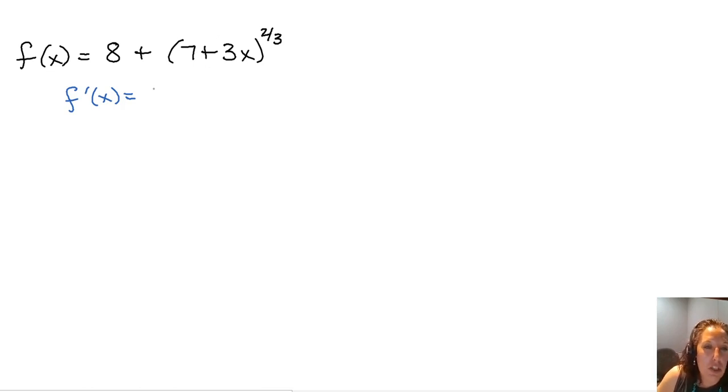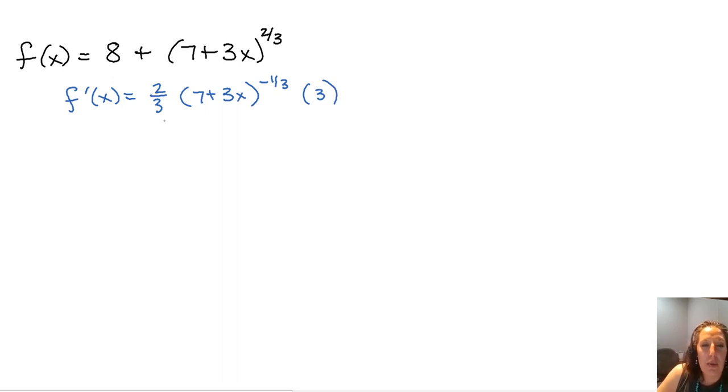So we have something to the 2/3 power. That's going to be 2/3 times our something to the negative 1/3 power. Remember, we need to subtract 1 from that exponent. And then since we didn't just have an x inside our parentheses, we need to multiply by the derivative of the parentheses, which, 7 plus 3x has a derivative of 3.